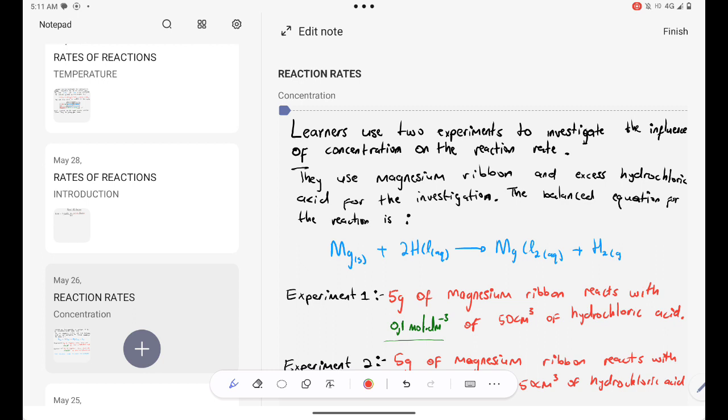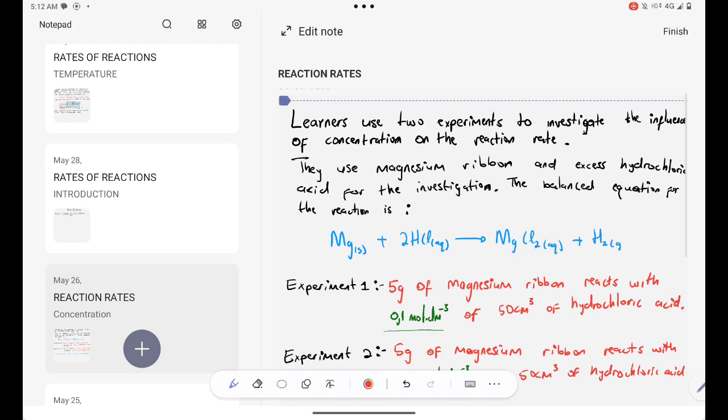In this video, we'll be talking about how concentration influences the reaction rate. Please note that each and every factor that affects the rate of reaction will have its own video, because I just want to cover each factor fully. In this video, I'm focusing on concentration only.